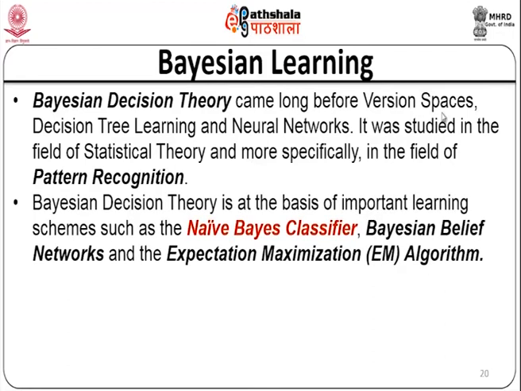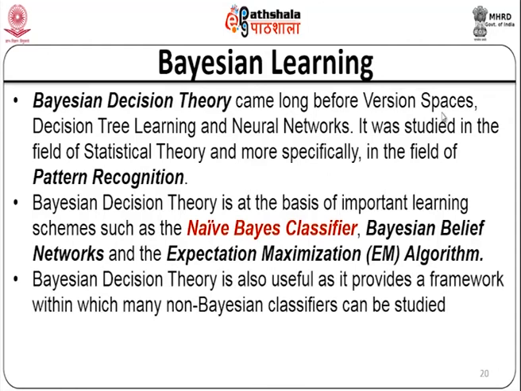Bayesian decision theory is at the basis of important learning schemes such as naive Bayes classifier, Bayesian belief network and expectation maximization algorithm, which we will be seeing as we go along. The next module is about naive Bayes classifier, then we will have 2 modules on Bayesian belief networks, and we have one on expectation maximization also. Bayesian decision theory is also useful as it provides a framework with which many non-Bayesian classifiers can be studied.